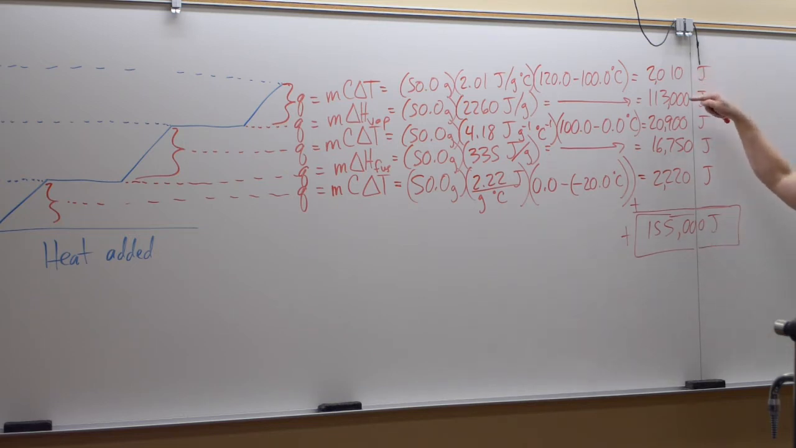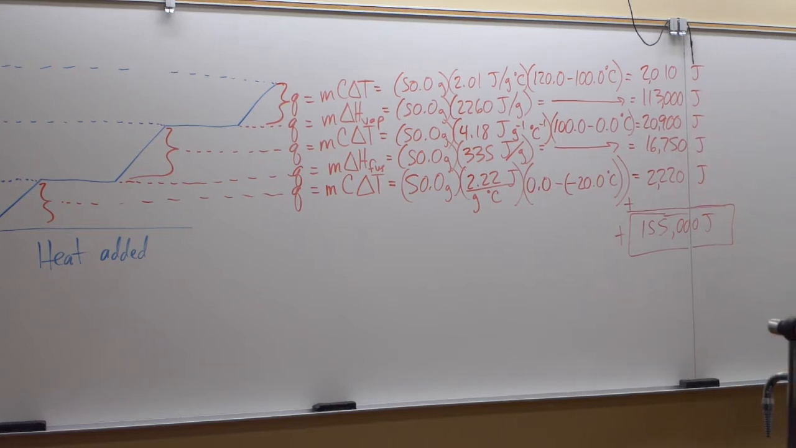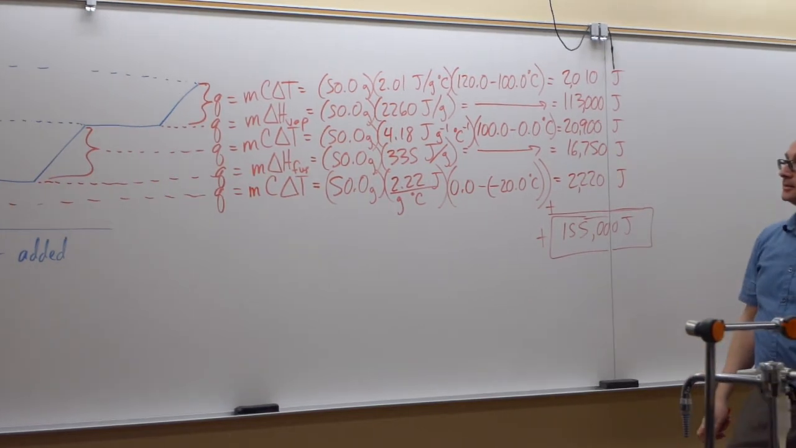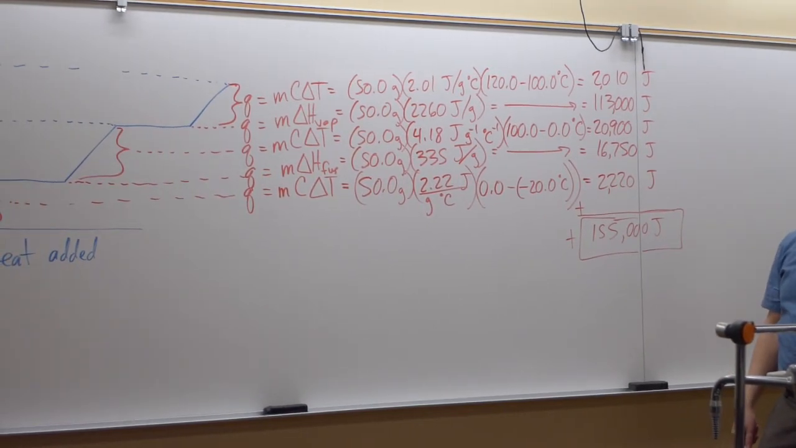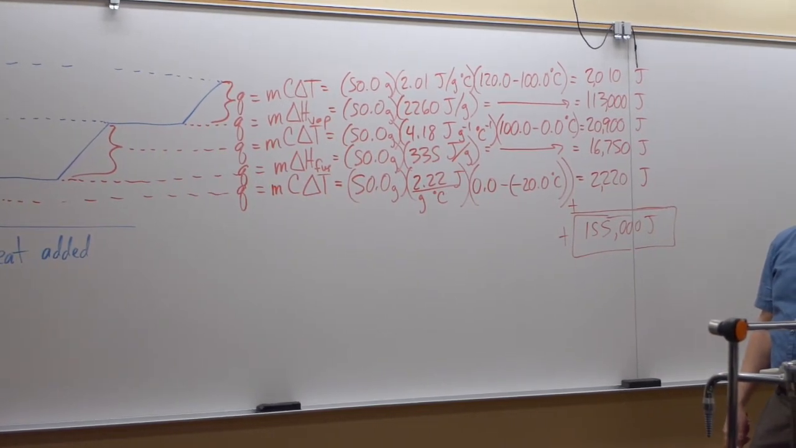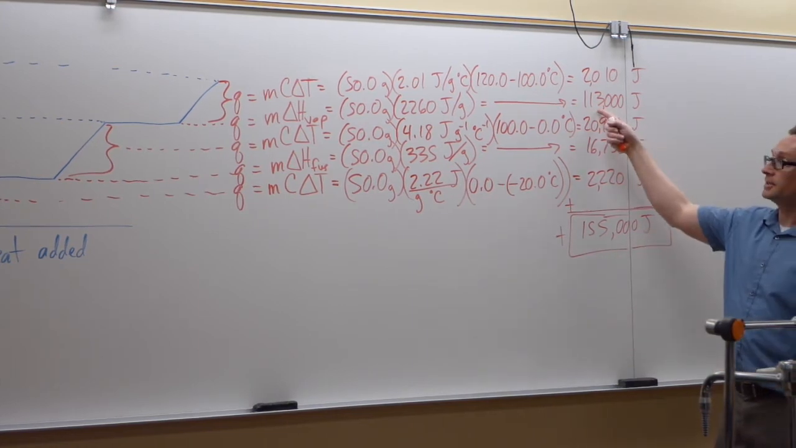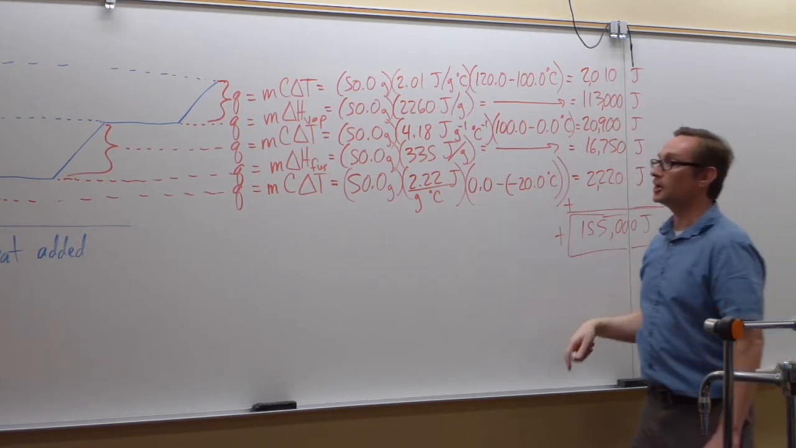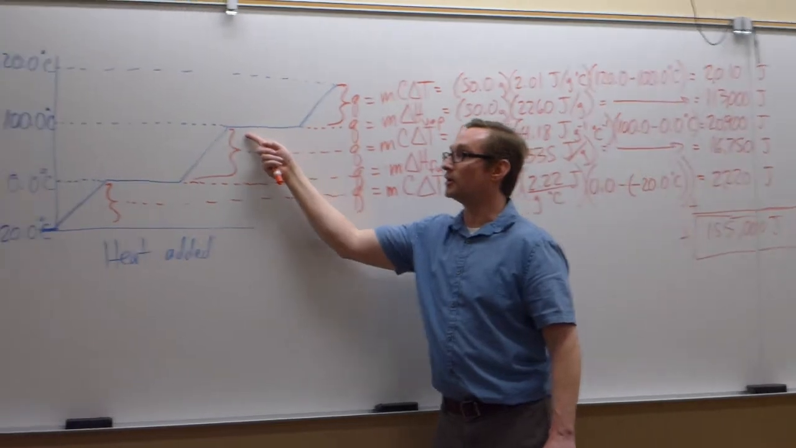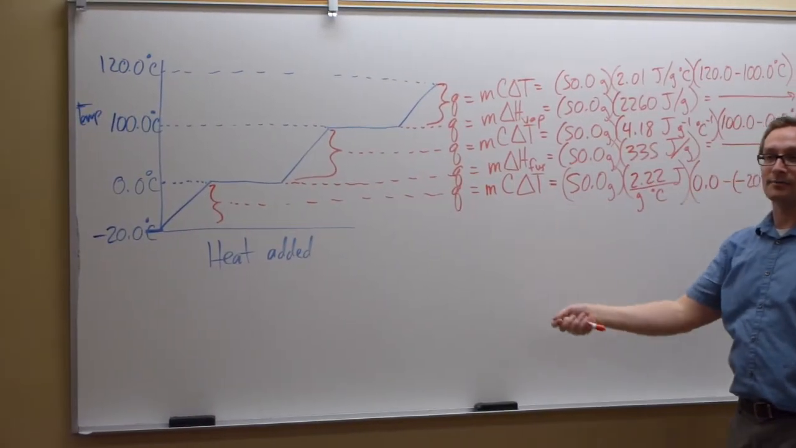If you look at the steps, which step required the most energy and why? Okay. Which step required the most energy? Clearly 113,000 took a lot, right? It took a lot of energy to boil the water. Why is that?